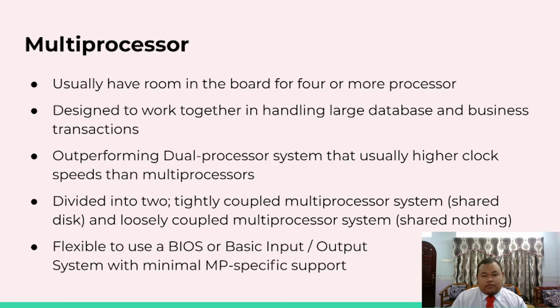Furthermore, multiprocessors are divided into two types of coupling, which are tightly coupled multiprocessor systems that contain multiple CPUs connected at the bus level, and loosely coupled multiprocessor systems, often known as clusters or shared nothing multiprocessors. Finally, it is also very flexible to use a BIOS, or basic input-output system, with minimal multiprocessor specific support.